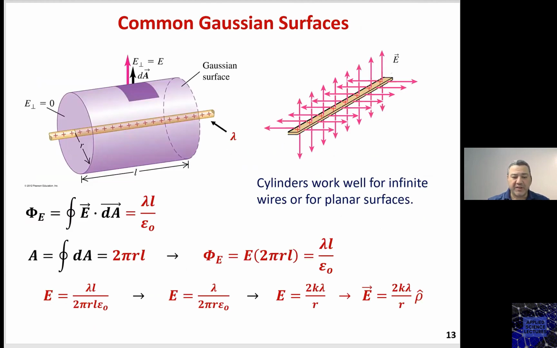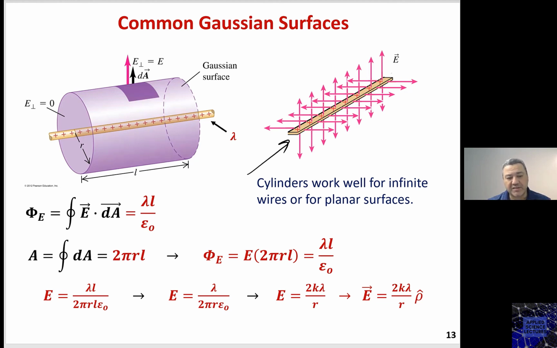Now, let's look at this second example. In the previous slides, we were looking at the point charge, and that's why it makes sense that we take the symmetrical Gaussian surface to be a sphere. But what would we take for a line of charge? A line of charge has an electric field pointing in all directions. This is the line of charge, and the electric field is pointing in all directions.